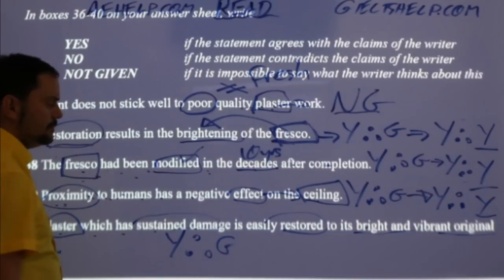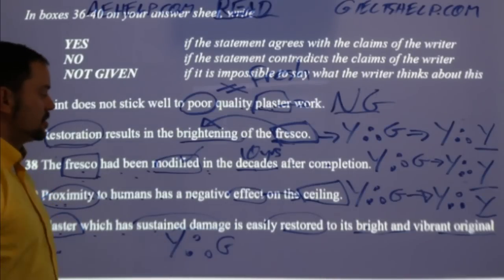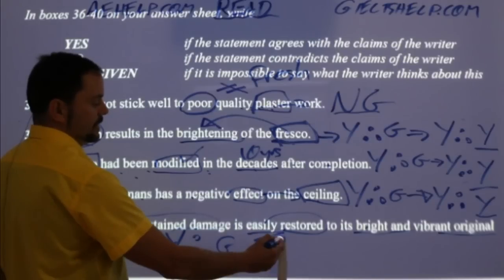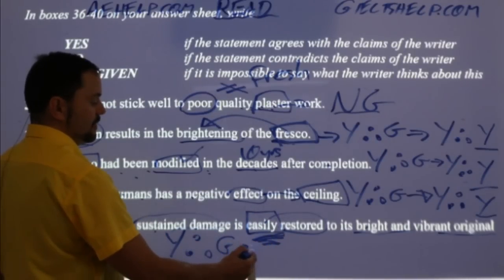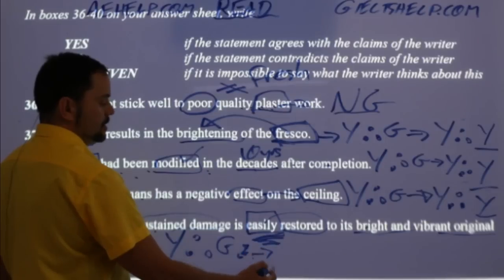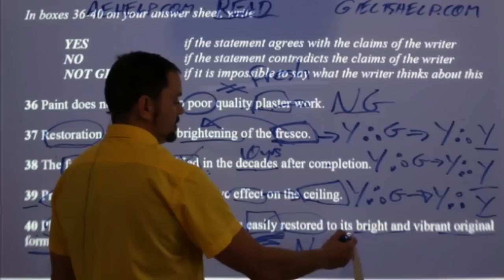And I visualize this, so I clearly remember that people in the 20th century, so in the last 100 years, worked really hard to remove the dirt and the soot and the grime that was on this painting to make it bright again. So this word easily is a trick word. It gives me the answer that this is false. So is it true? No. Therefore, the answer is no.